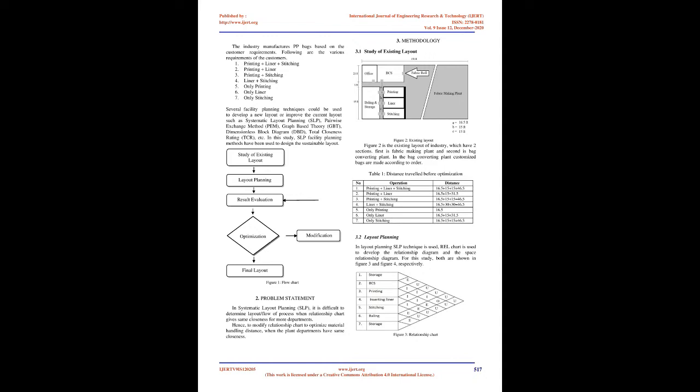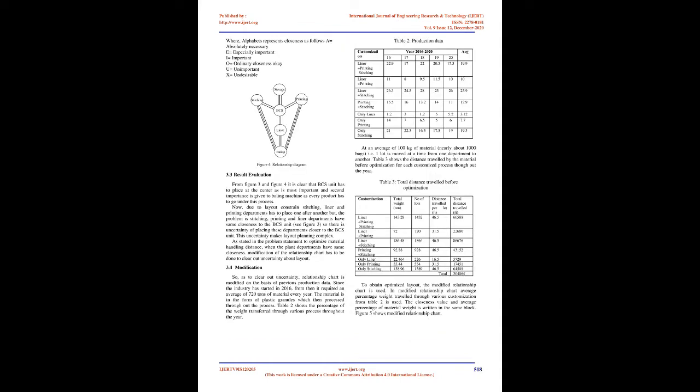2. Problem statement. In systematic layout planning, SLP, it is difficult to determine layout/flow of process when the relationship chart gives the same closeness for more departments. Hence, the aim is to modify the relationship chart to optimize material handling distance when the plant departments have the same closeness.